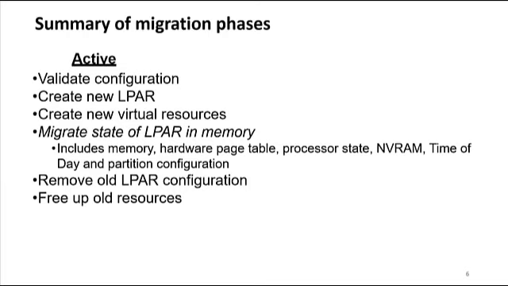So what happens when you do an LPM? Well, the first thing that happens is you validate the configuration. It then creates the new LPAR on the new server and creates the new virtual resources, if it requires the same amount of memory and CPU, etc. as the LPAR currently has. So those resources have to be there. If they're not available, the LPM will fail. It then migrates the state of the LPAR and memory. So it's going to migrate the memory, the hardware page table, processor state, MB RAM, time of day, etc., etc. Once everything's migrated over there, it removes the old LPAR configuration and it frees up the old resources.